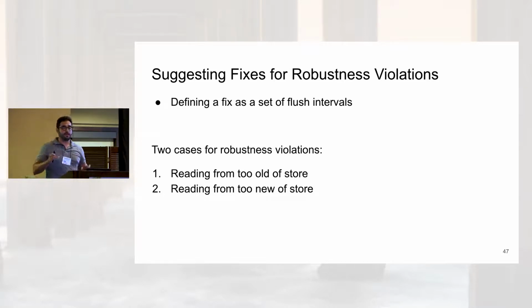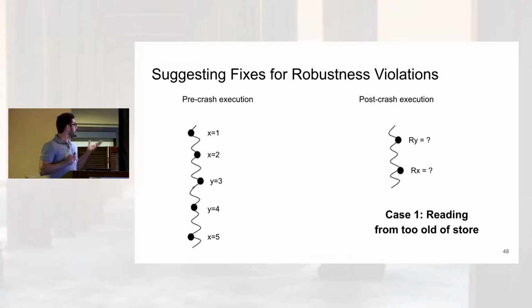stores. In general, there are two cases for robustness violations. The first case is when a most recent load in the post-crash execution reads from a store that is too old to be consistent with a strict persistency model. And the second case is the store is too new to be consistent with a strict persistency model. For the sake of time, we only see an example for the first case.